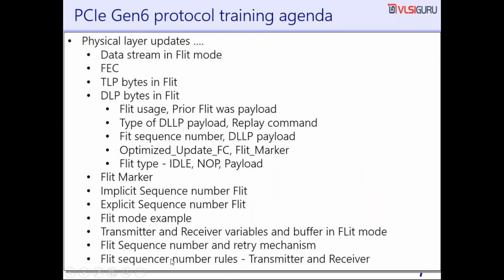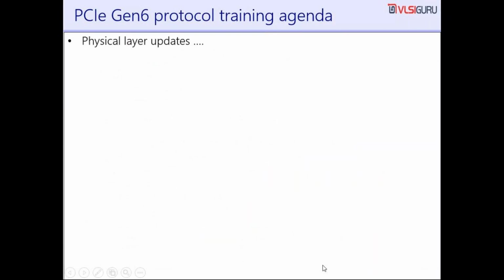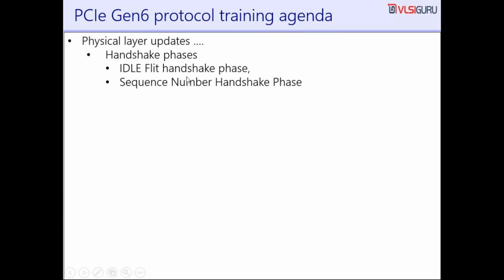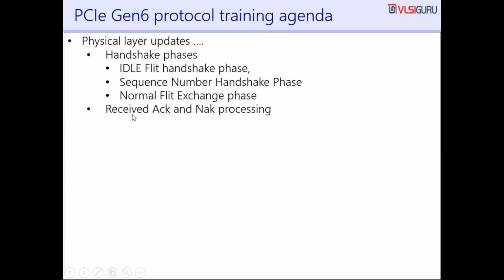Then we'll also understand flit sequence number rules at the transmitter and the receiver side. And then further to it, we'll be understanding the physical layer updates, handshake phases. It goes through various handshake phases like idle flit handshake phase, the sequence number handshake phase, the normal flit exchange phase, and this is where all the flit transfer happens. Then we'll also understand the receiver received ACK-NACK processing, and ACK and NACK and discard rules we'll be talking about.